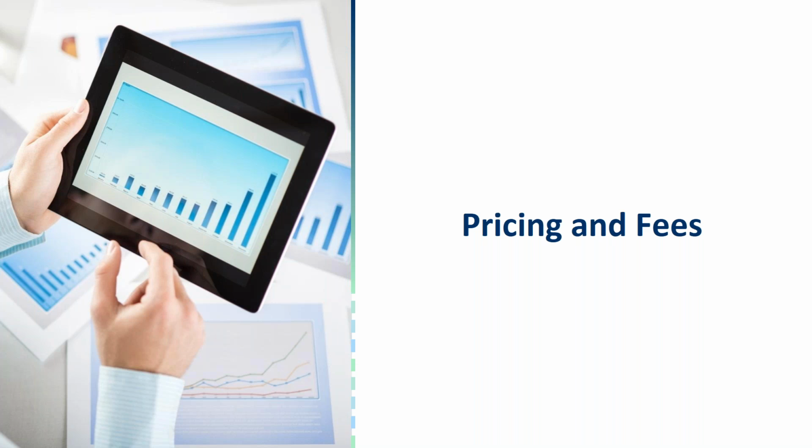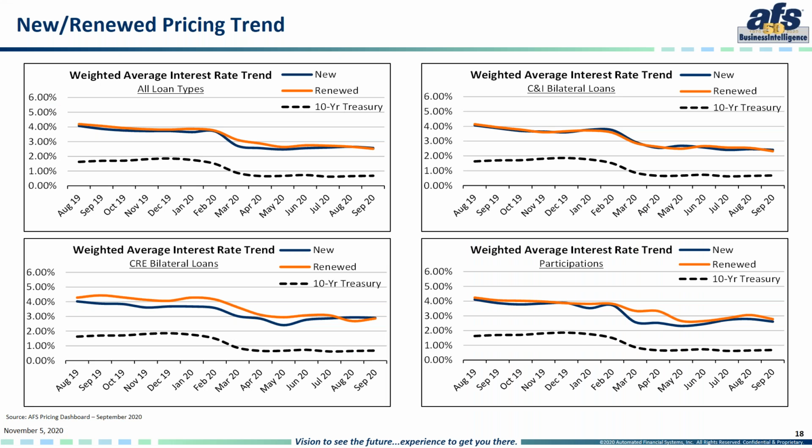In looking at pricing for new and renewed loans, we can see that not much has changed in the third quarter. The chart in the upper right shows that interest rates for new and renewed C&I bilateral loans decreased slightly, while participations, shown in the lower right chart, increased slightly in the third quarter. All interest rates are in a tight range, with CRE bilateral loans shown in the lower left chart having the highest rates and C&I bilateral loans having the lowest.